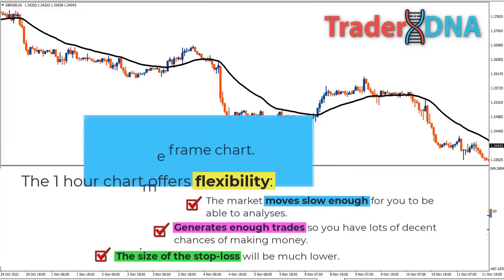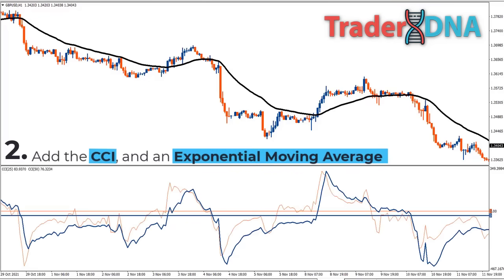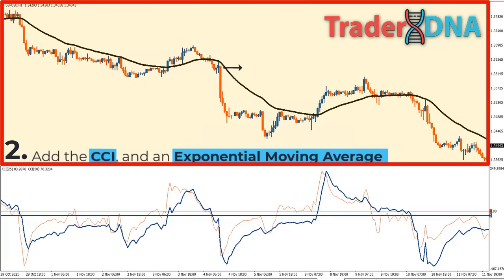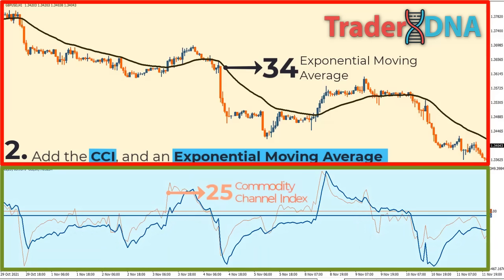Step number 2. Add the CCI and an exponential moving average. The CCI zero line cross trading strategy has a chart configuration with two windows. The first window should contain your favorite market combined with a 34-period exponential moving average. The second window should contain the 25-period CCI and 50-period CCI attached to it.